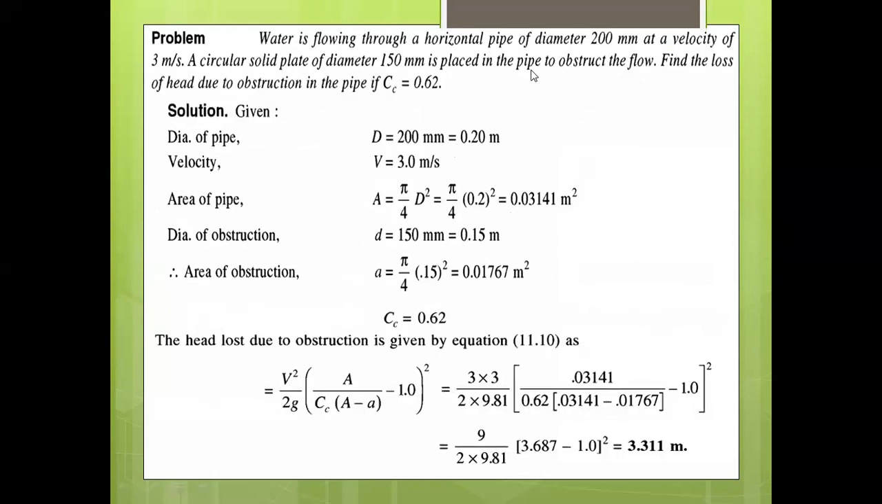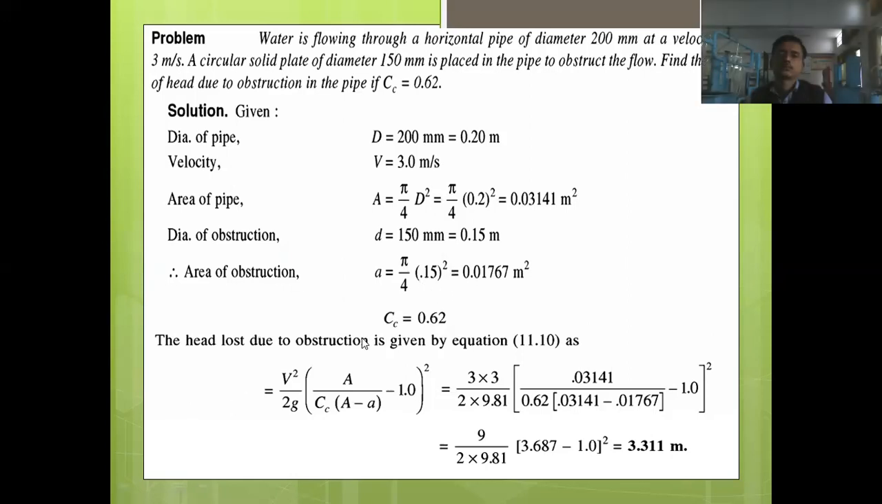Okay, next, write down the problem. This problem is based upon the head loss due to the obstruction in the pipe. Water is flowing through a horizontal pipe of diameter 200 mm at a velocity of 3 meter per second.